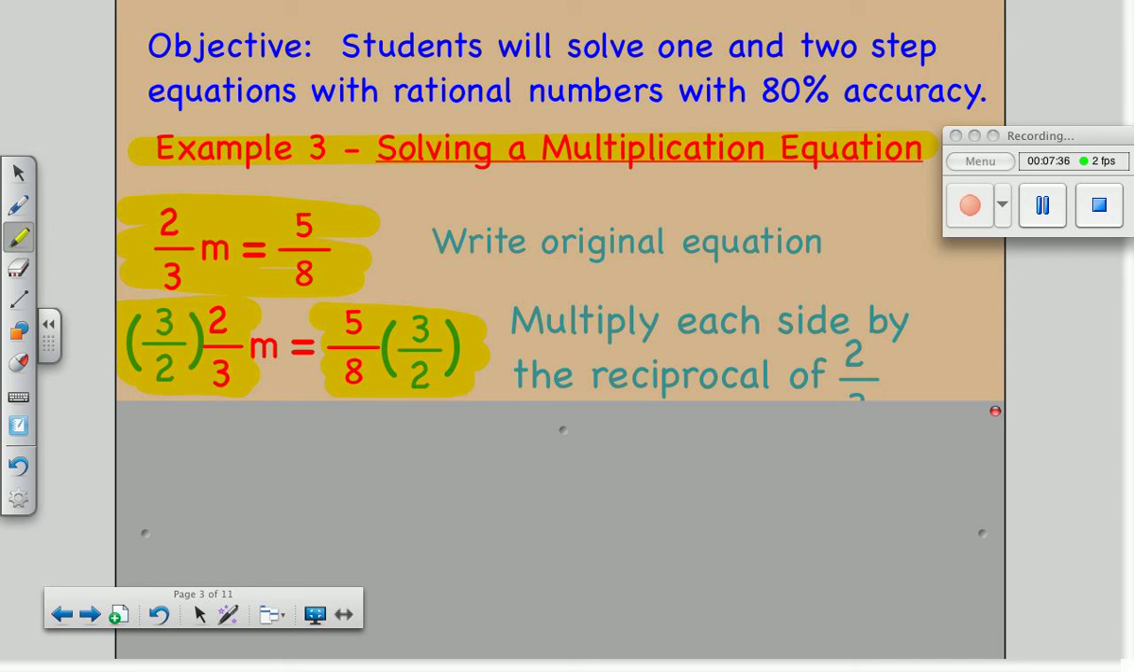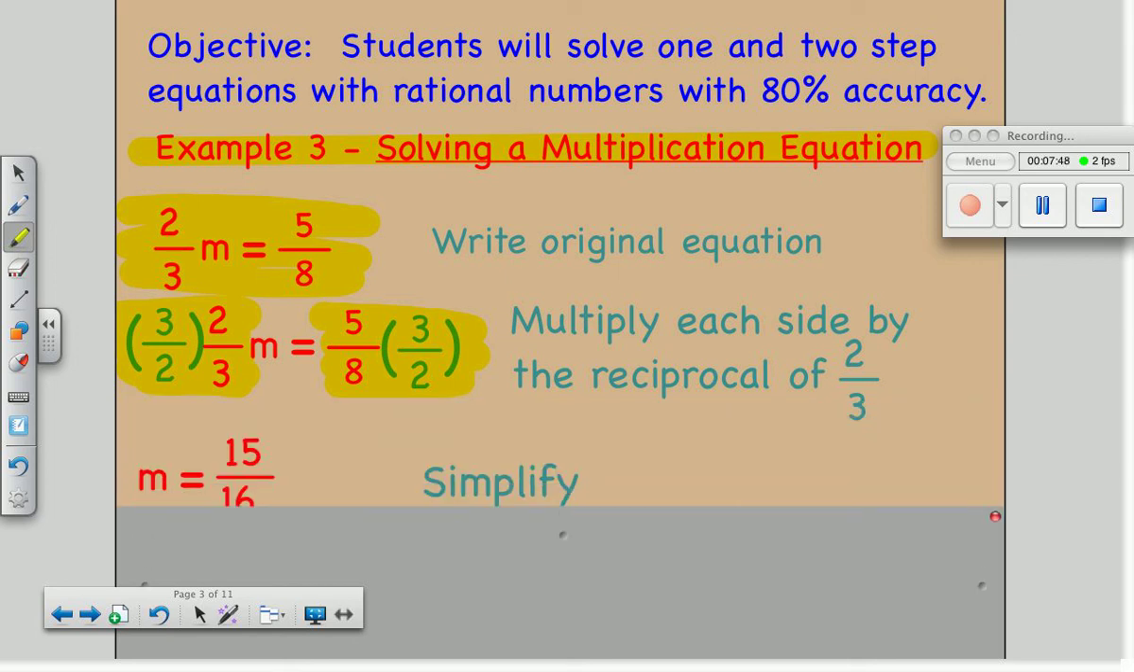Okay? 3 over 2 times 2 over 3 is 6 over 6, which is the same as 1. And 1 times m is the same as just m by itself. So we have m by itself on the left. 5 times 3 is 15. 8 times 2 is 16. So we get 15 sixteenths. And that's our answer.